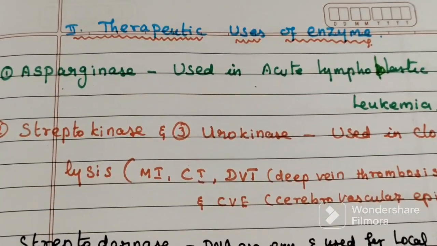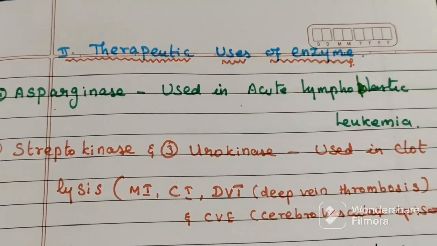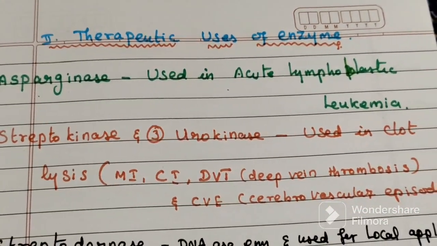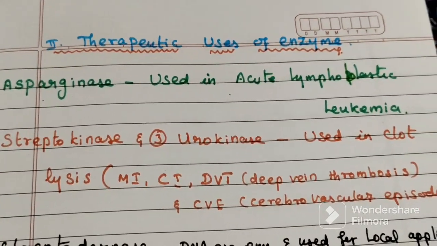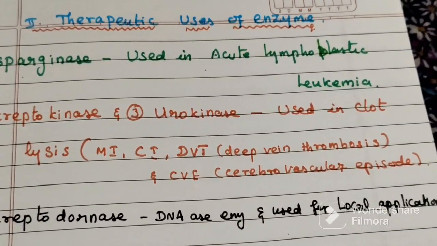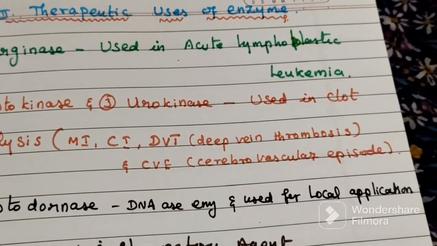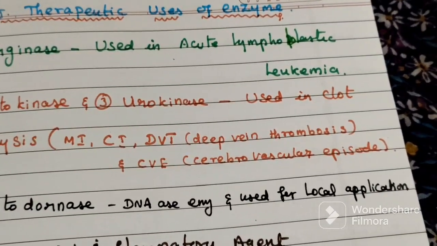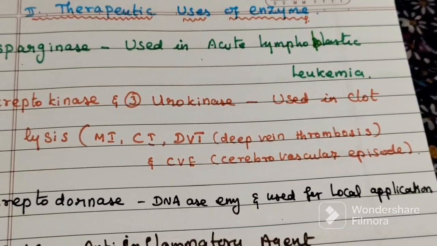Therapeutic uses of enzymes. Asparaginase is used in acute lymphoblastic leukemia. Second enzyme, streptokinase. Third one is urokinase. They are used in clot lysis, in myocardial infarction, cerebral infarction, DVT, venous thrombosis, and CVE, cerebrovascular episode. They are thrombolytic agents, for lysis of clots.